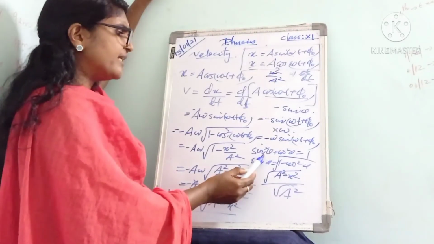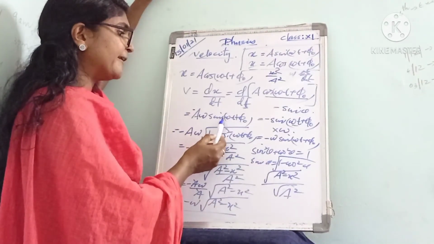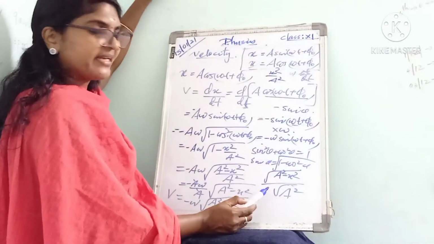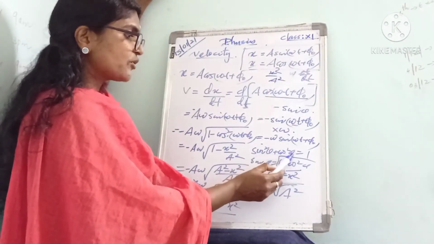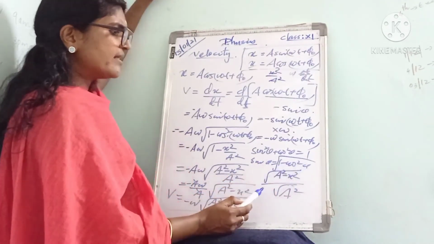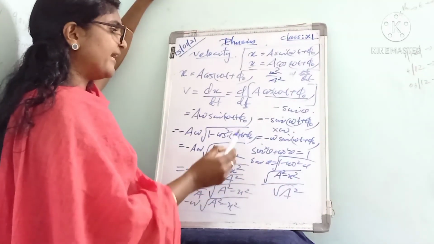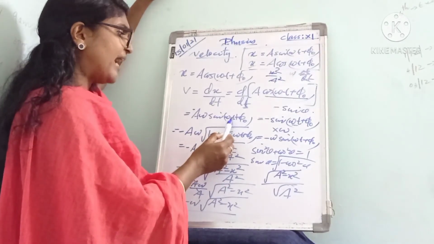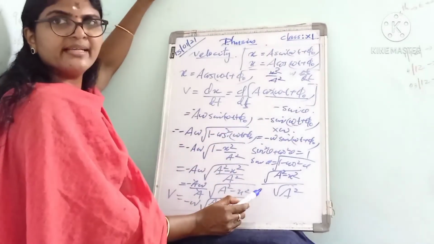Then you know sine square theta plus cos square theta equal to 1. From this, sine theta is equal to what? Square root of 1 minus cos square theta. So here instead of theta we have omega t plus phi 0. That is the only difference.